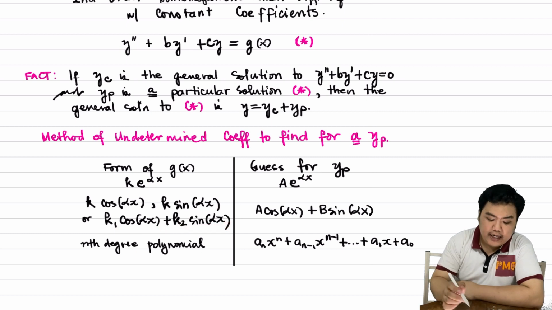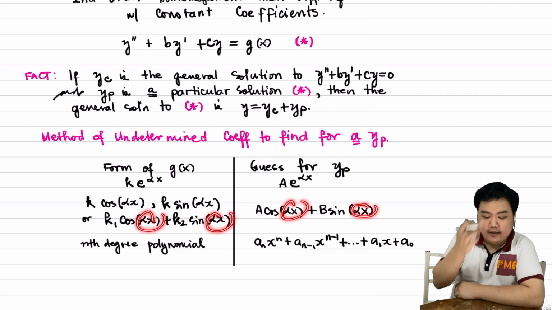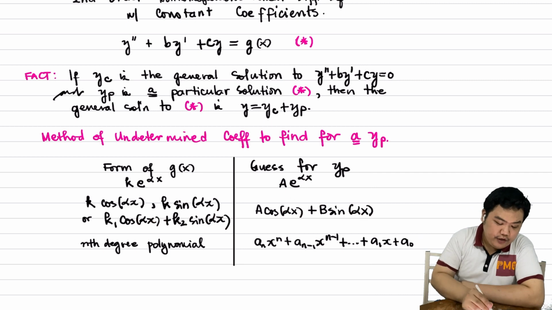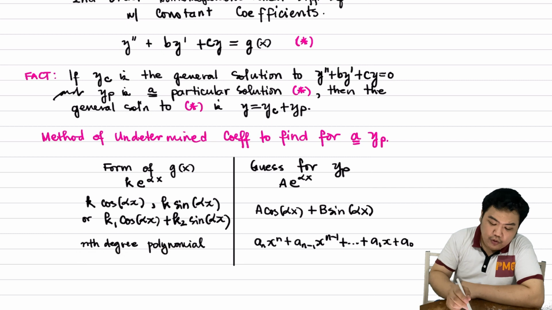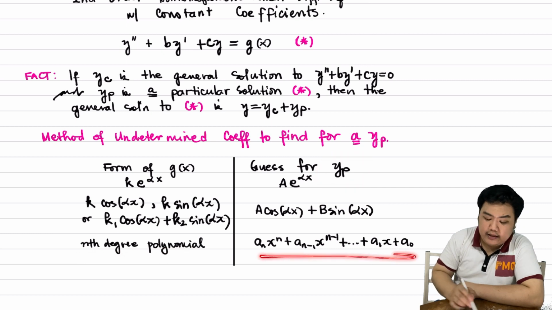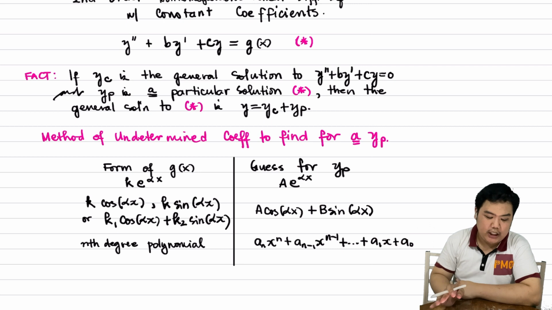yung form niyan, magiging ganito lang nung y sub p: A cosine plus B sine. Yung mga angles niya magkakapareha lang. And if your g of x is an nth degree polynomial, yung hula mo for y sub p is an nth degree polynomial din. So, hahanapin mo yung coefficients na a sub n, a sub n minus 1, up to a1, a sub 0.